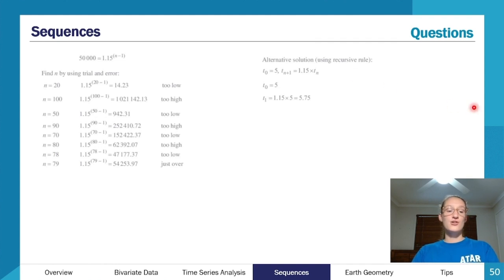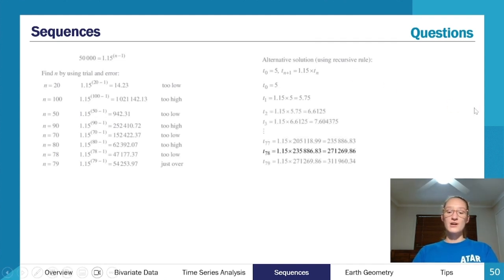And then alternatively, you could have also used recursion. So for example, on your calculator, taking the first term, multiplying it by 1.15, and then multiplying it by the common ratio again, and again, until you got all the way to term 78. So when we're trying to solve for N in these trickier questions, you have the two options of trial and error or recursion using your calculator. And whichever one works best for the scenario is totally up to you.